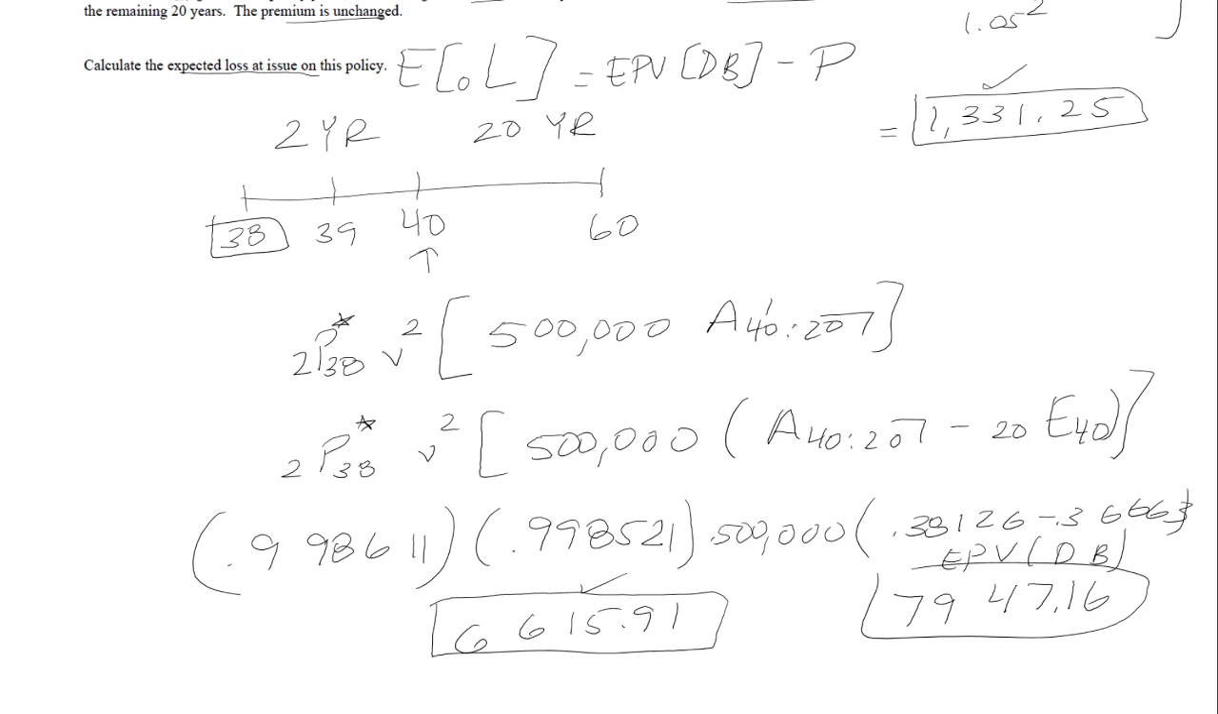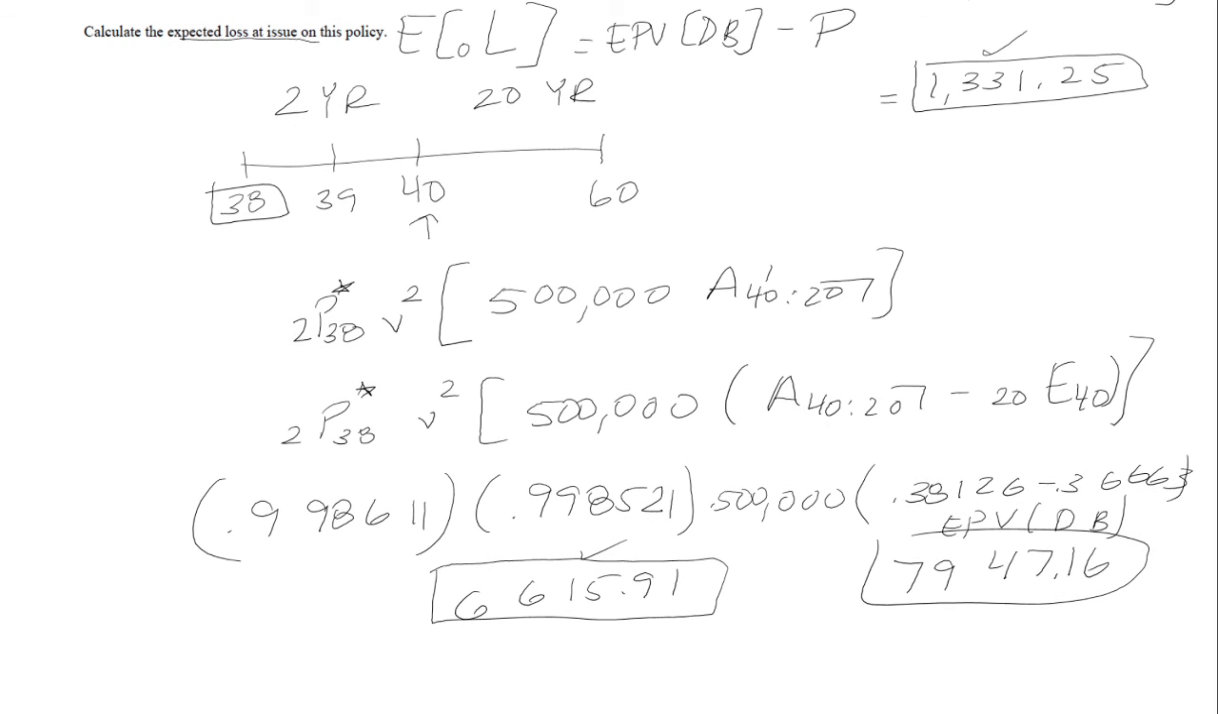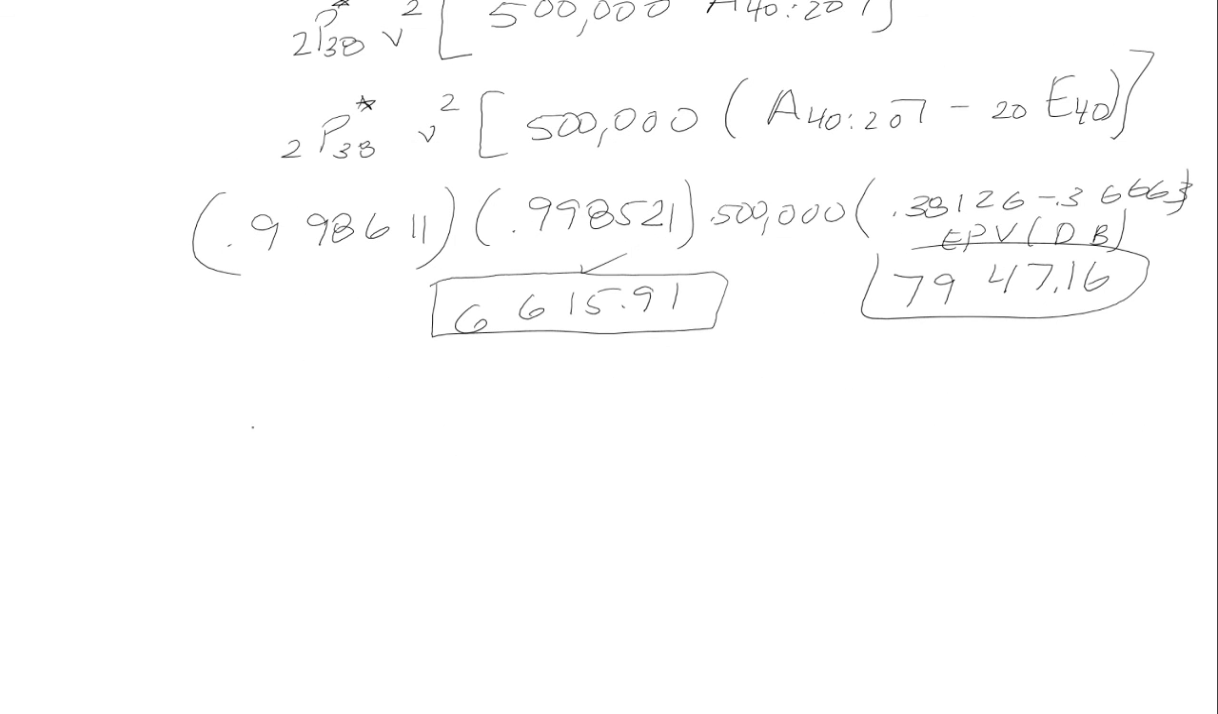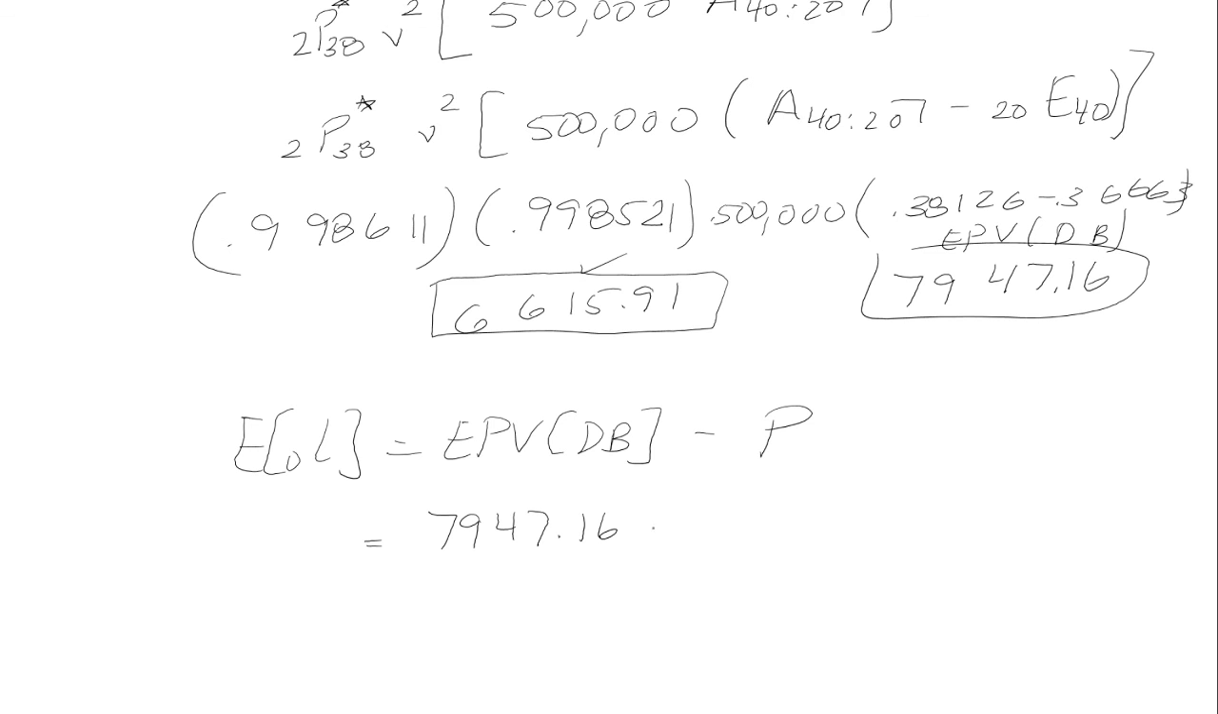So going back, we said that the expected loss at issue was the expected present value of the death benefits minus the premium. So we just found the expected present value of the death benefits to be 7,947.16. There was only one premium, which is 7,245, which gives 702.16, and that gets rounded down to 700, and that's the final answer.